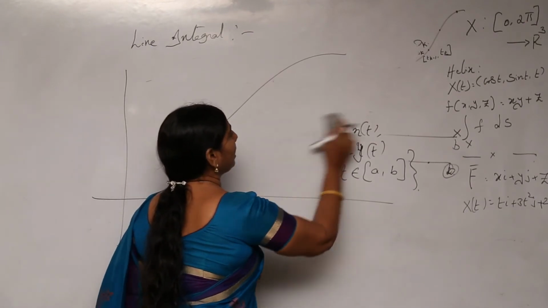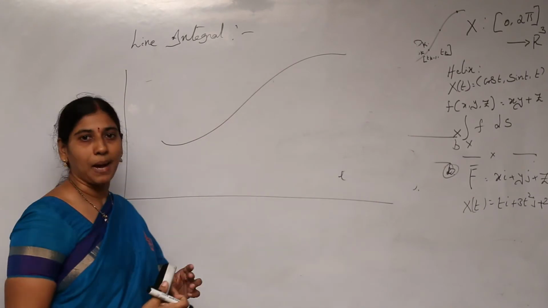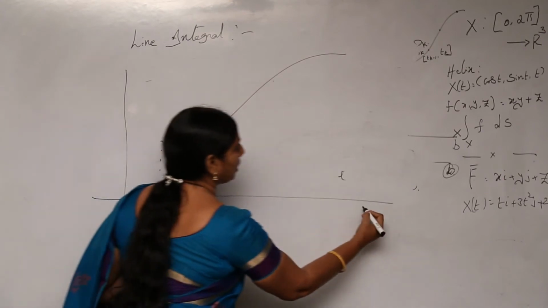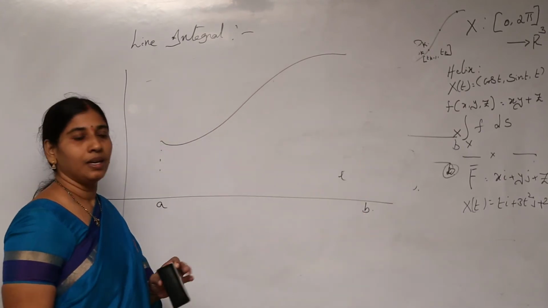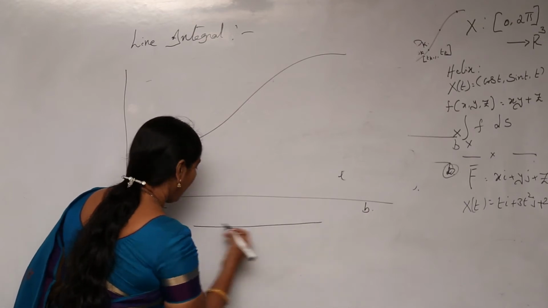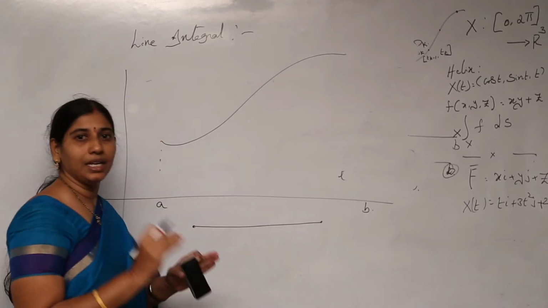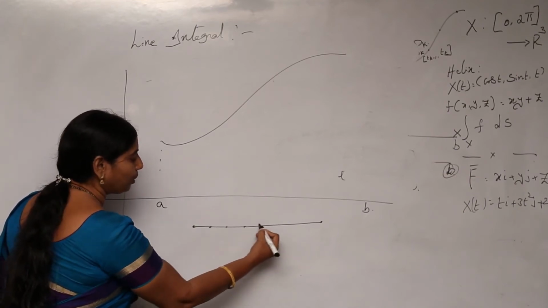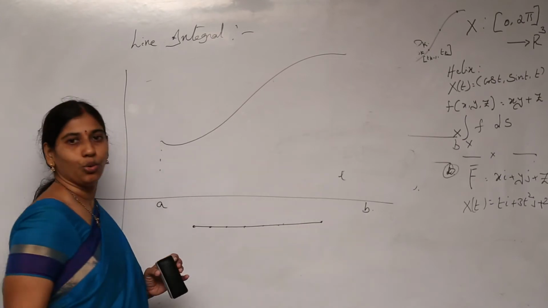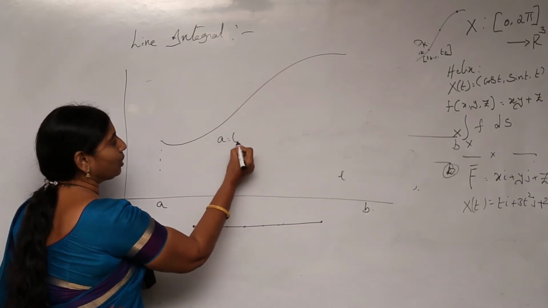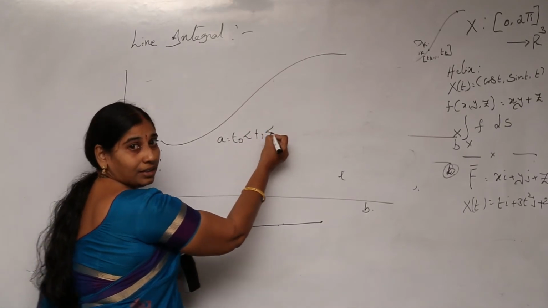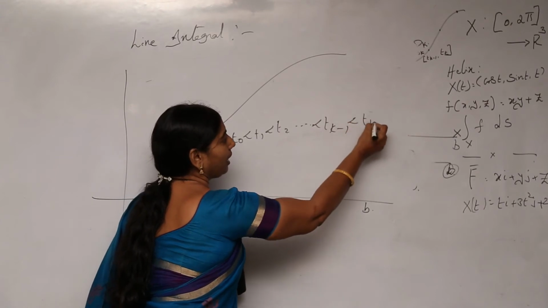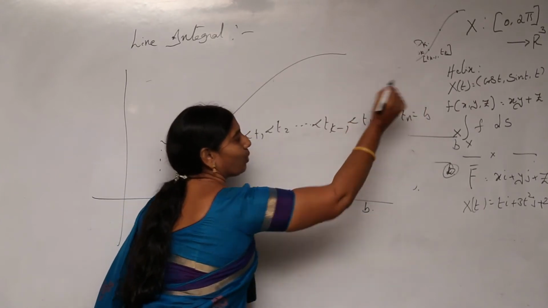So let us suppose that this is a curve or a path, and our domain is, say, the closed interval AB. Now divide the closed interval AB into n number of equal parts, say T0, T1, T2, T3, and so on. So A is equal to T0, and then T1, T2, and so on, Tk minus 1, Tk, and so on, Tn is equal to B.